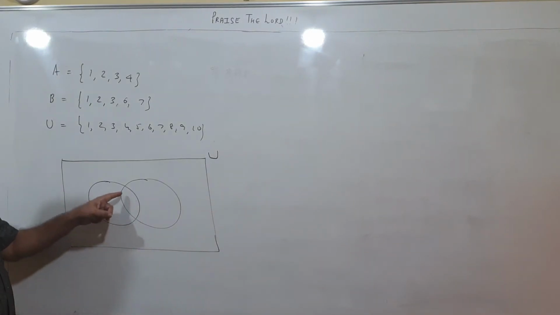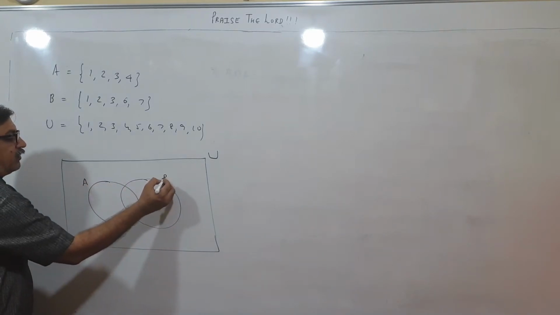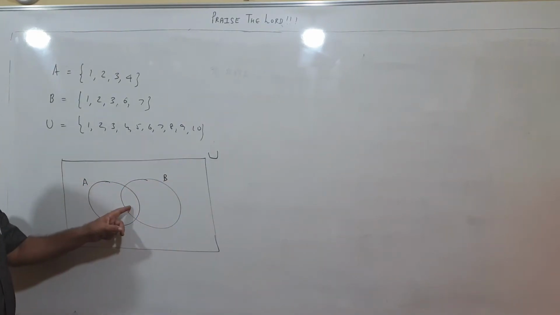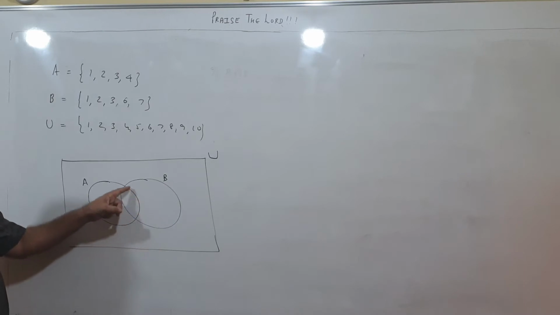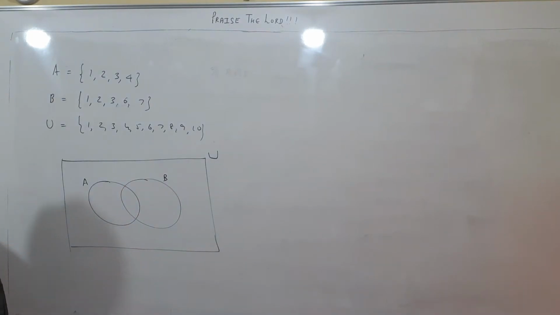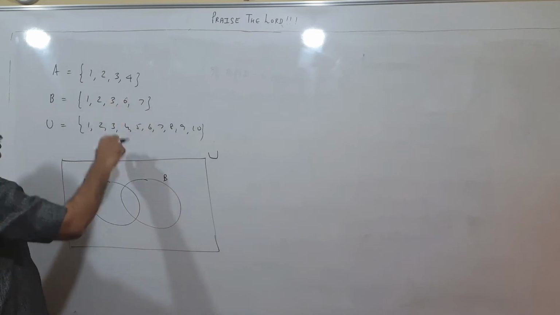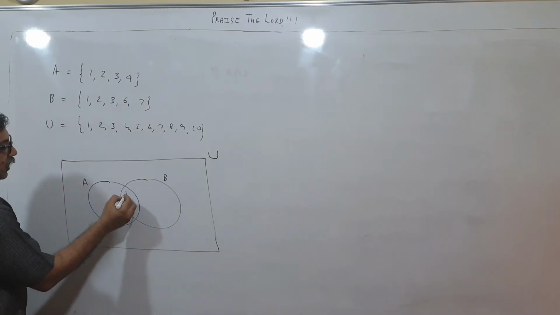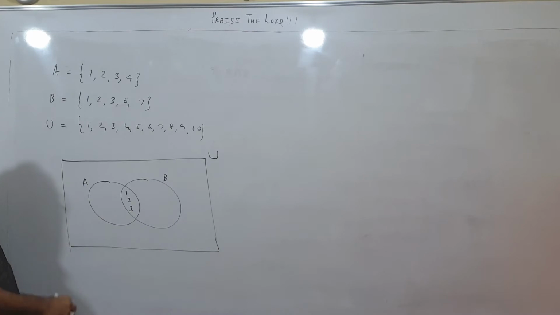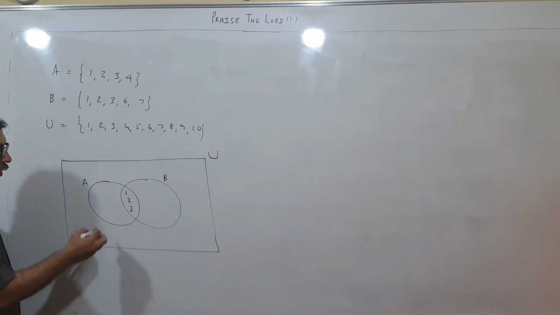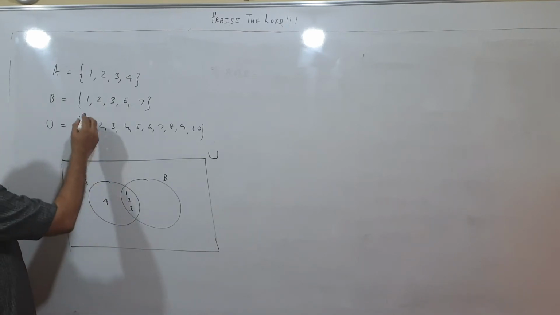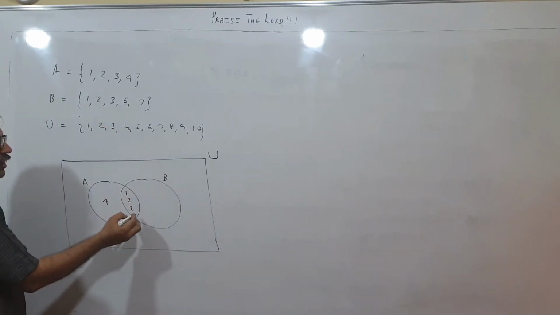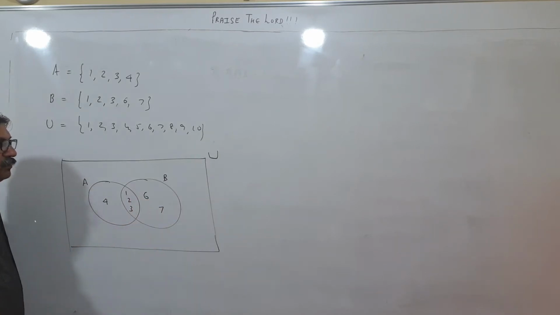So children, this will be the common region of A and B. Understand nicely. This will be the region where A and B are overlapping. So here we should write those elements which are present in both. That means this region is A intersection B, the common elements. Which are the common elements between A and B? 1, 2, 3. So 1, 2 and 3 are right over here. In A there is 1, 2, 3, 4. 1, 2, 3 already written, 4 is right over here. In B 1, 2, 3, 6, 7. 1, 2, 3 already written, 6, 7 are right over here.